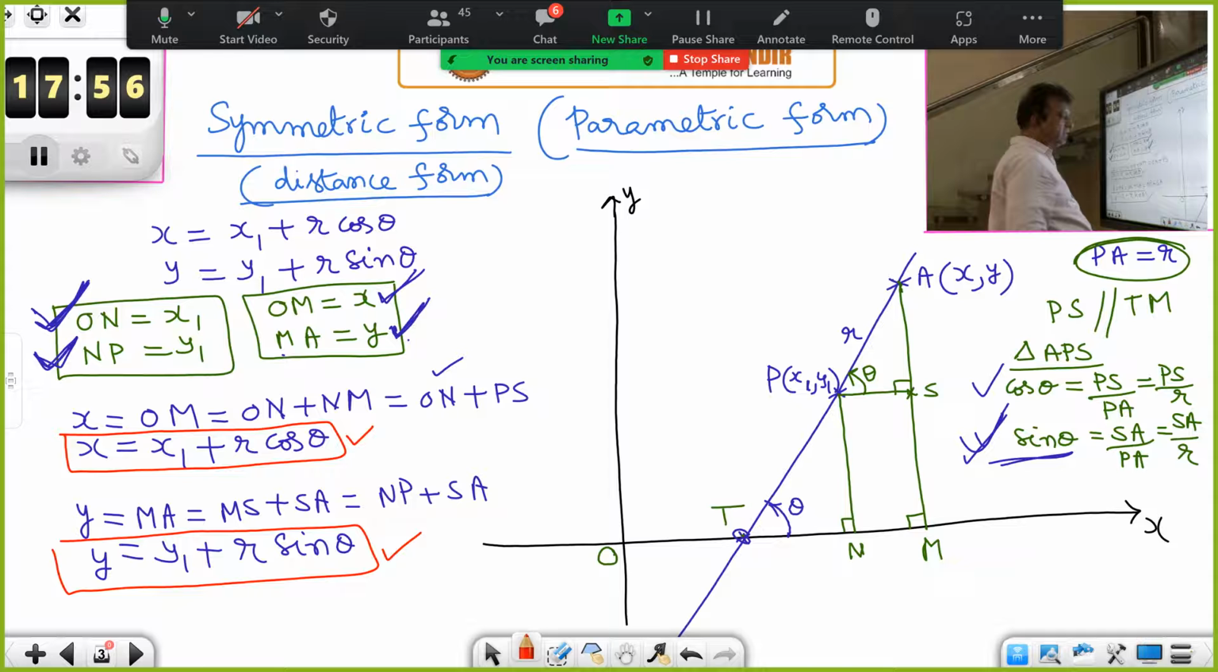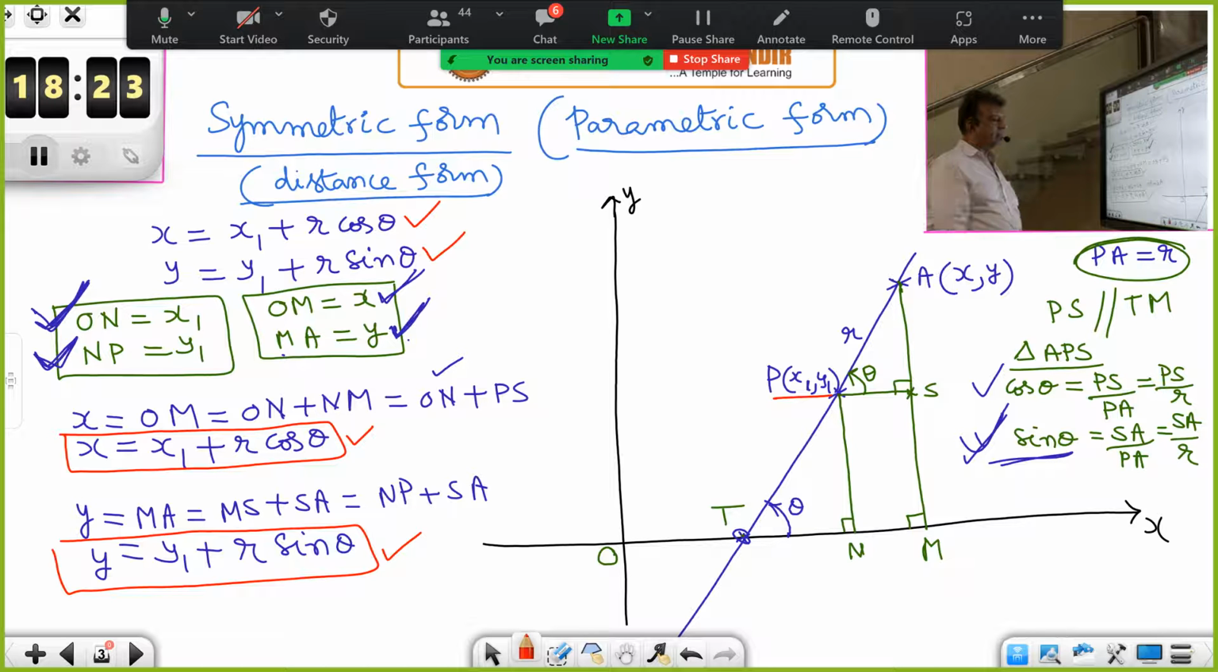See, x1, y1 is a fixed point on the line. So x1 is a constant, y1 is a constant. So theta is also fixed. Theta is the inclination of the line. So this is a fixed line, so therefore its inclination theta is also fixed. So what is variable in these two formulas? Only r. R takes what values?